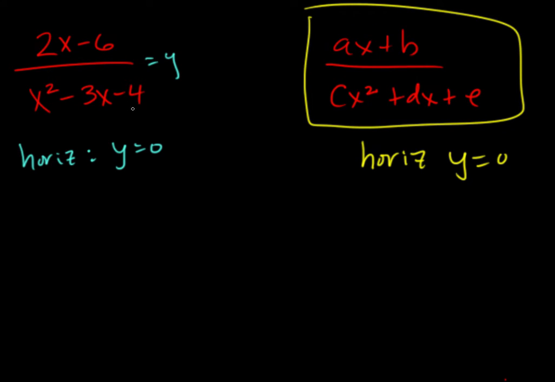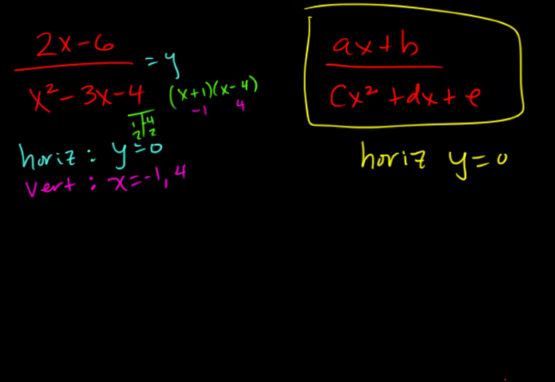Now for vertical asymptotes, we need to know where the zeros are of the bottom. So if we factor this, we can see that it's going to be x plus 1, x minus 4. So that's going to be negative 1 and positive 4 for the roots, or the zeros, and that's going to be our vertical asymptotes at x equals negative 1 and 4.